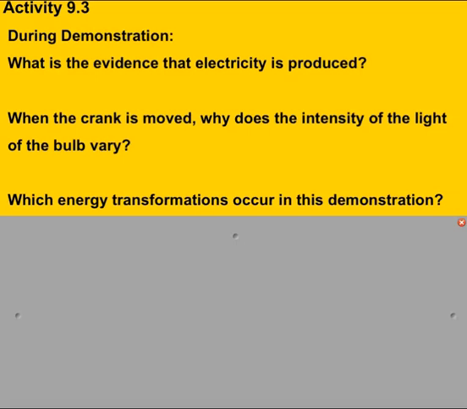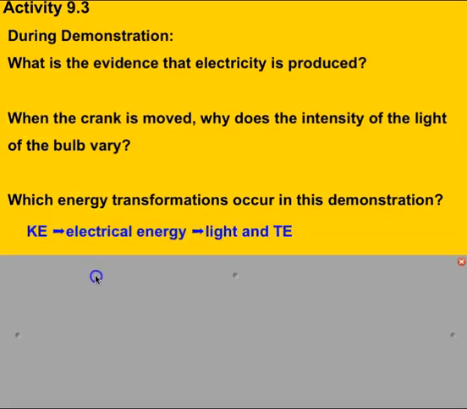When the crank is moved, why does the intensity of the light of the bulb vary? You can see when that person was cranking really fast, that light bulb got really bright. And when the person was cranking really slow, the light bulb was very dim. Or if they stop cranking, you have no light. Which energy transformations occur in this demonstration? Well, in the demonstration that you just saw, it was kinetic energy to electrical energy and then to light and thermal energy.